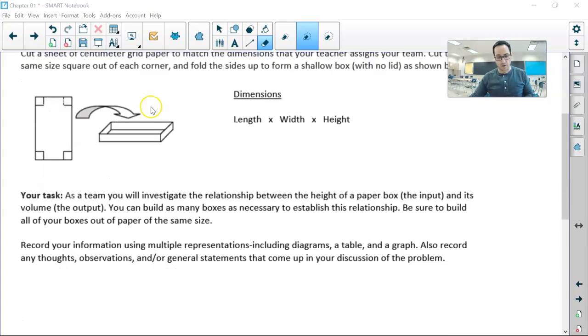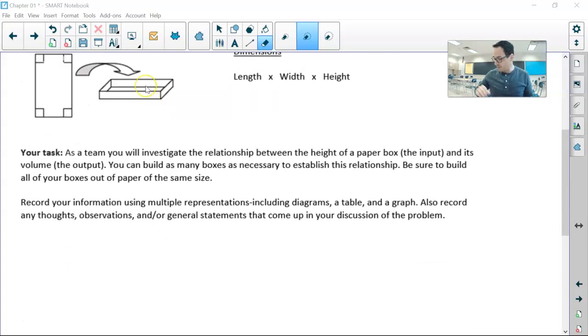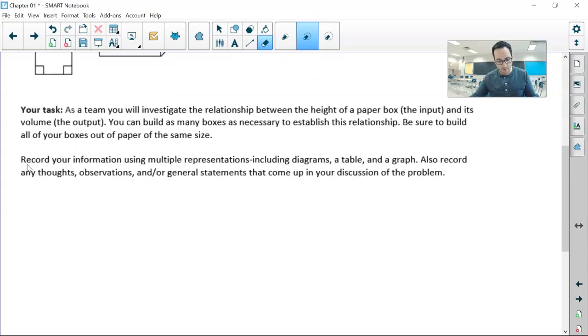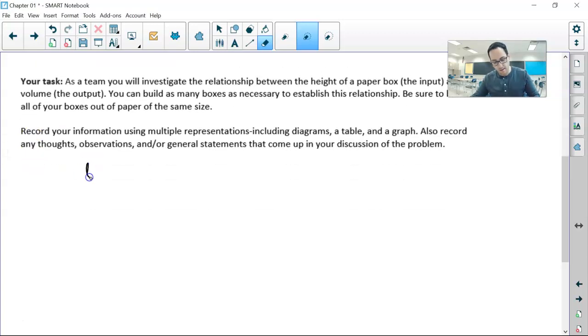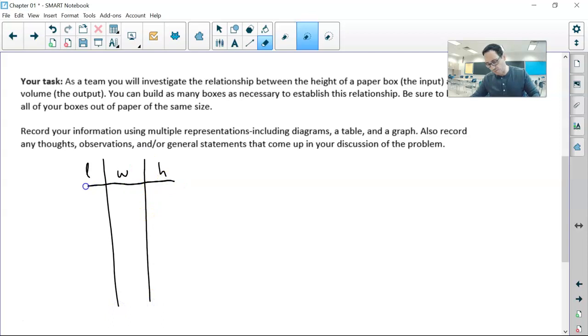So the dimensions are going to be in the form of length times width times height. So we're going to make a table of values. We have our length, our width, and our height. Now for our original, our length is 22 by 16 and the height is 0. And then we're also going to make a column for volume as well.